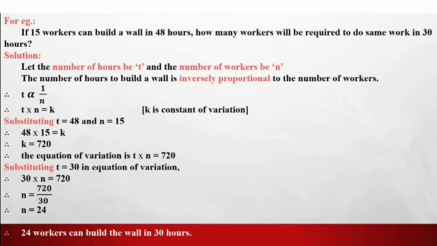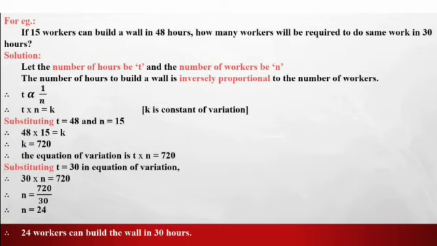Now what have you to find out? You have to find out the number of workers. So you are going to substitute T, that is time. So substitute T as 30 in the equation. So 30 into N is equal to 720. N is equal to 720 upon 30. After dividing, N is 24.